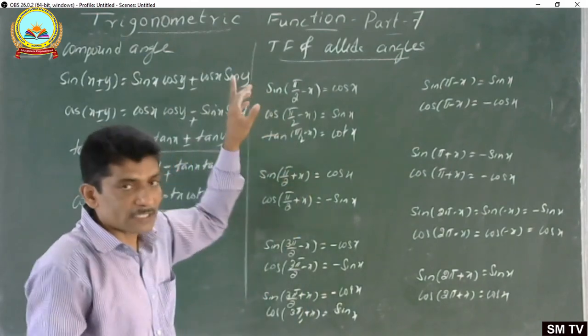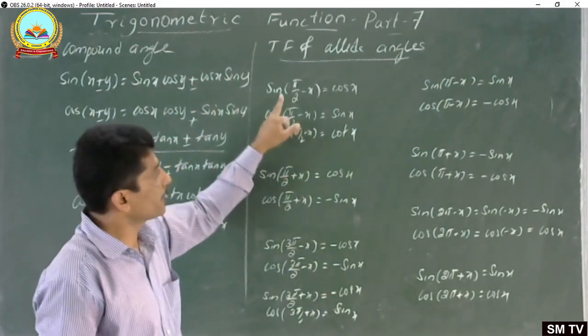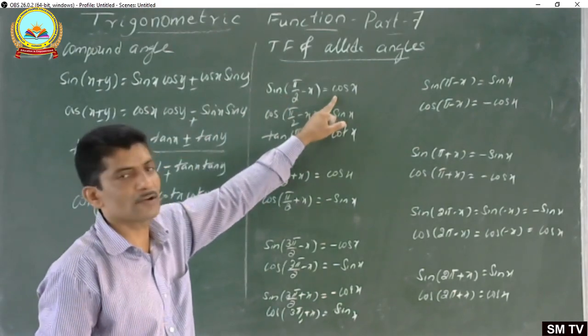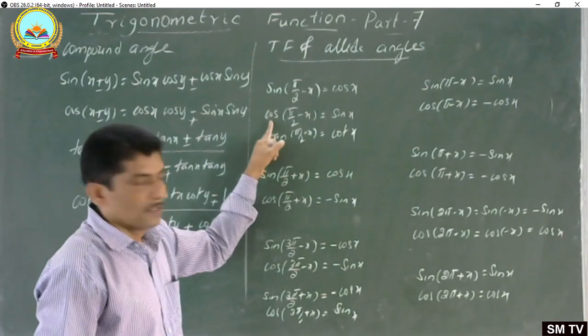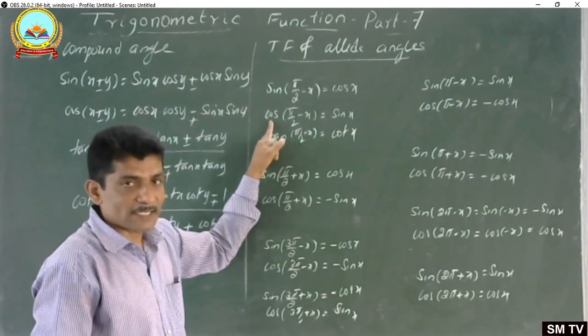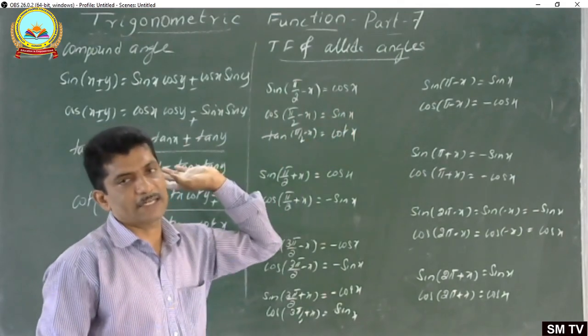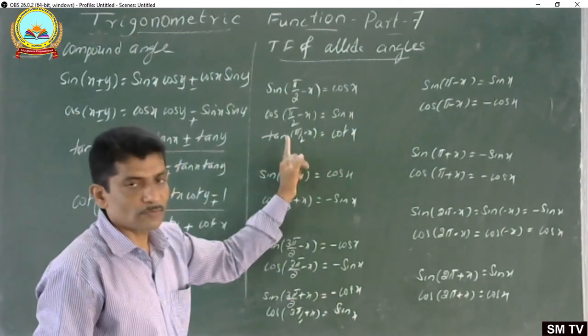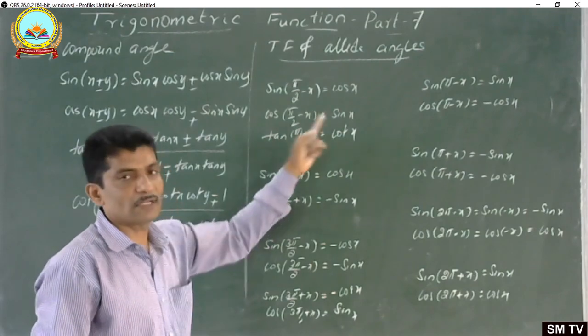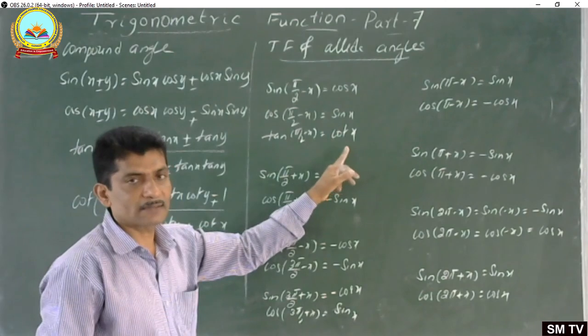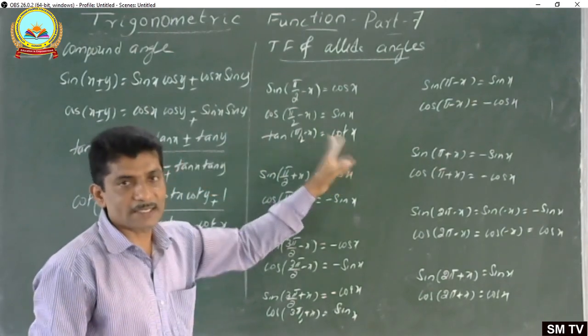Next, you know the reciprocal functions. Cosecant of pi by 2 minus x is the reciprocal of sin of pi by 2 minus x, 1 by cos means secant x. Secant of pi by 2 minus x is the reciprocal of cos of pi by 2 minus x, 1 by sin x means cosecant x. And cot of pi by 2 minus x is the reciprocal of tan, 1 by cot means tan x.